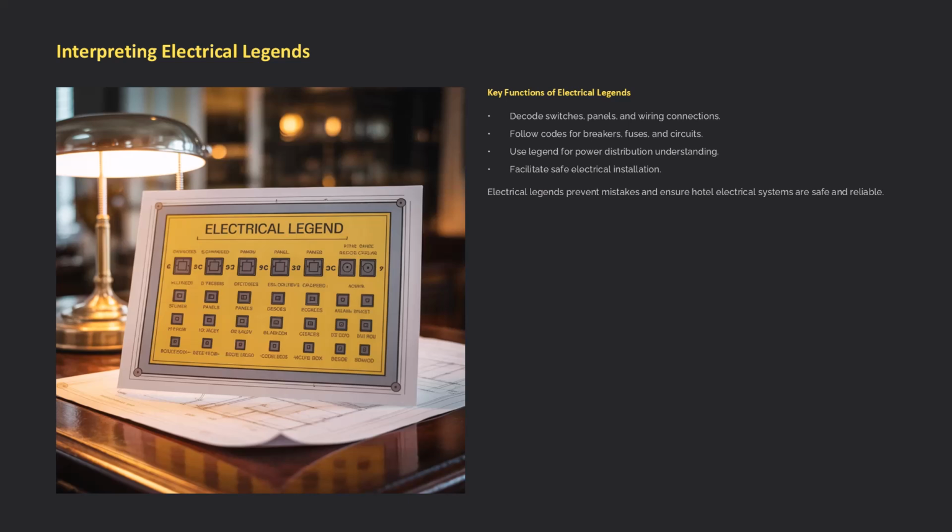Legends ensure that installations follow codes and meet safety requirements. They also make troubleshooting easier by showing clear relationships between symbols and real components. For hotels, electrical reliability is critical, and legends support safe and efficient operations. They also allow inspections and audits to be conducted smoothly.